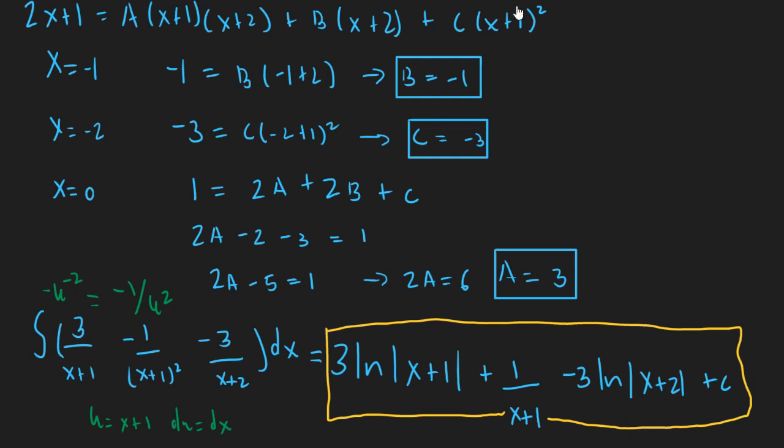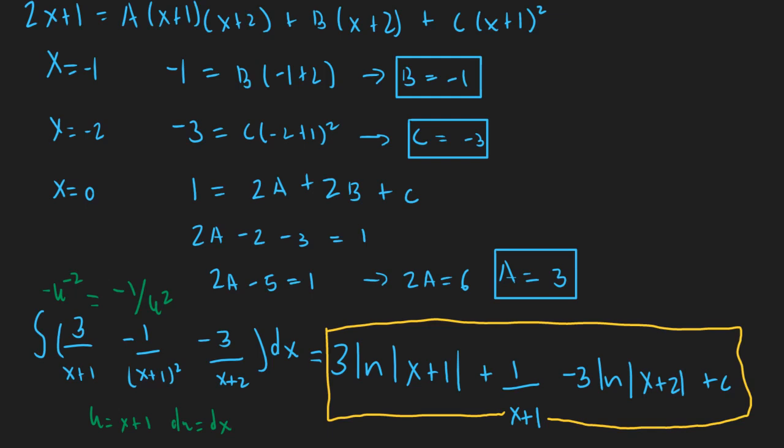Now, one thing that I will point out is that when we solved for b, right, we plugged in -1 because that canceled this factor. We plugged in -2, and that canceled out this factor, and it gave us c. But notice that in any case, what were we left finding? We were actually left with finding what a was equal to.